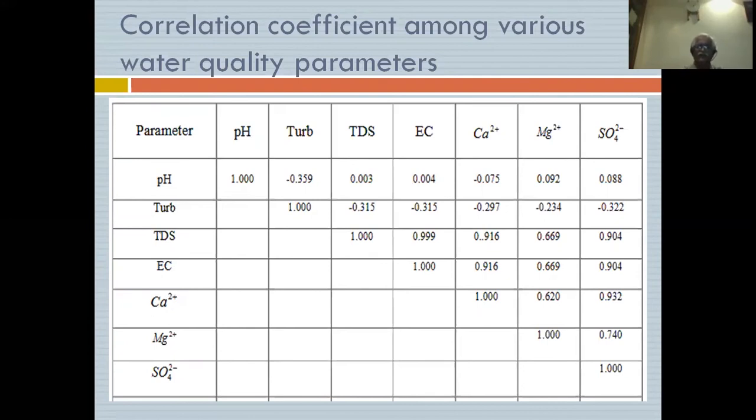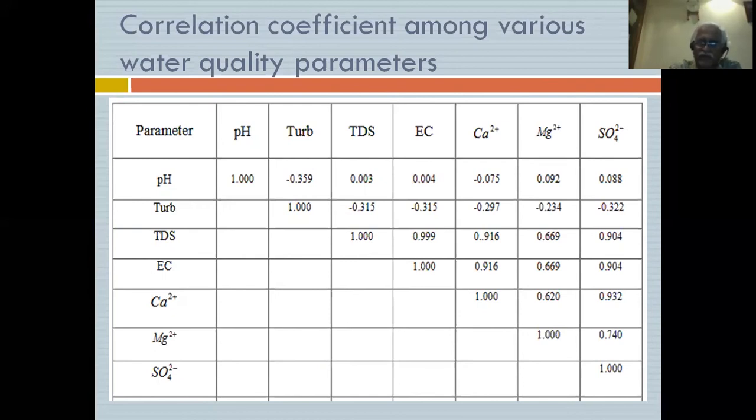Now, somebody told that this is data and you are giving this data. So what is the relationship among the parameters? You will find pH has not much relation with anybody. Turbidity also has not much relation to it. But TDS has a strong relation with electrical conductance.